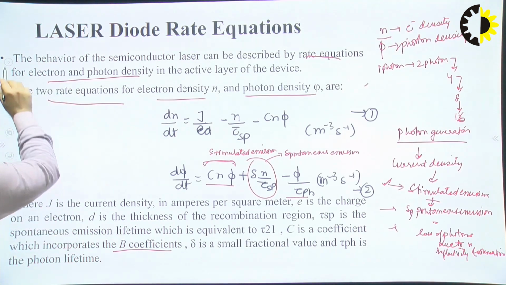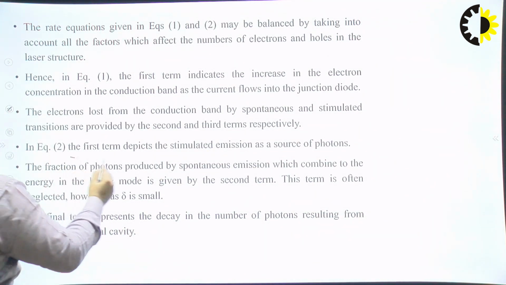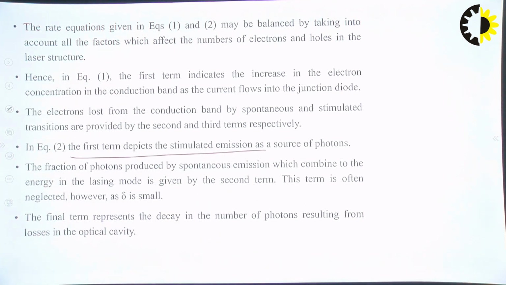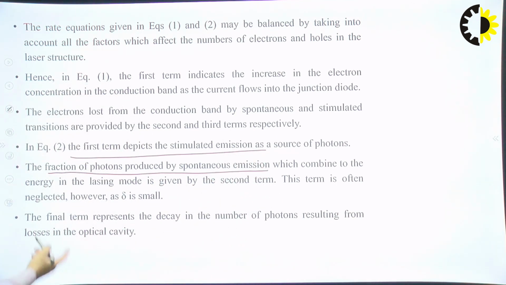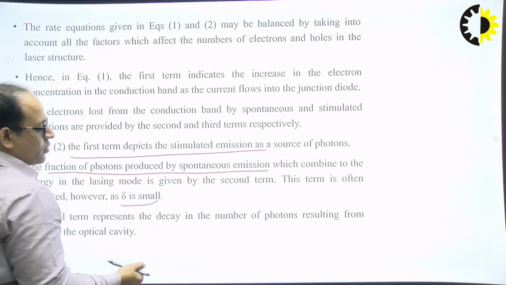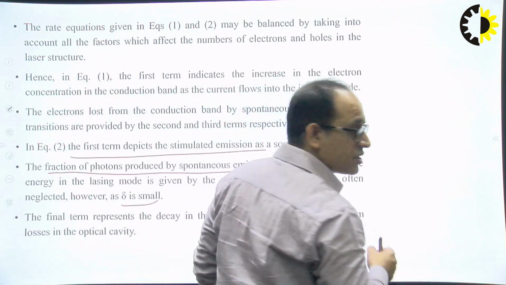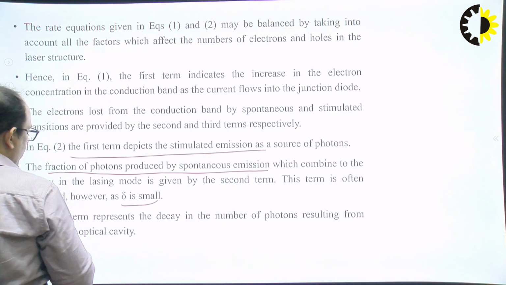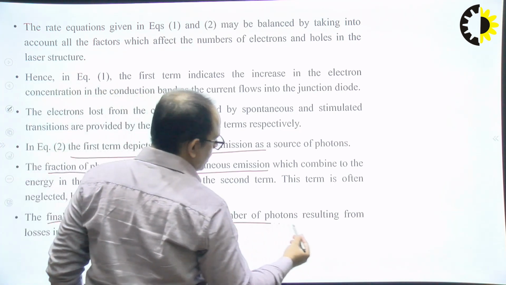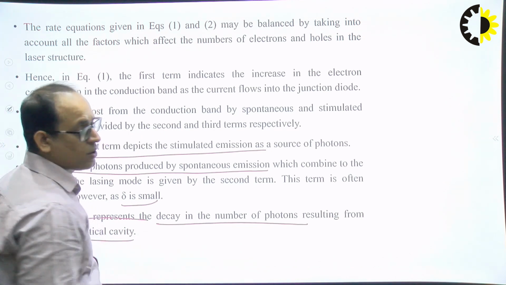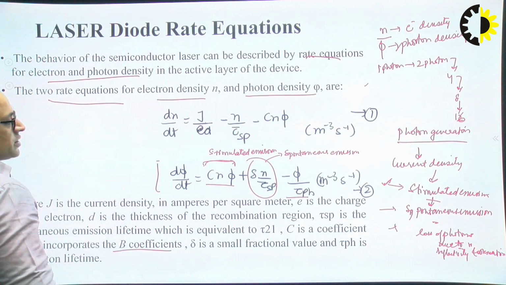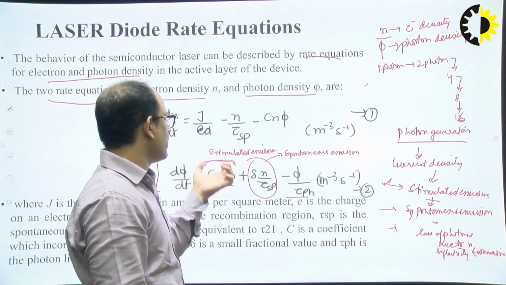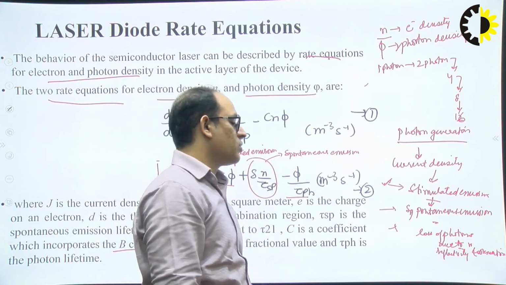You can see here that the first term depicts the stimulated emission as a source of photons, clear, and the fraction of the photons produced by the spontaneous emission, that is delta into phi divided by tau ph, clear, and delta is very small because spontaneous emission is very less. This can be neglected, and the final term represents the decay in the number of photons resulting from the losses in the optical cavity, clear. So the photon density changes depending on the stimulated emission plus spontaneous emission minus photon loss.